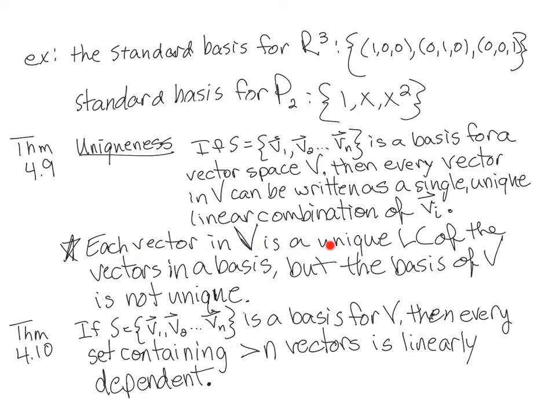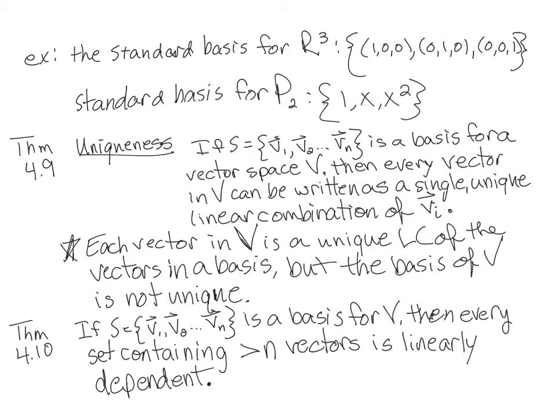However, recognize that each vector in V is a unique linear combination of vectors in the basis, but the basis itself is not unique. A vector space may have many, many, many different bases. That's why we talk about the standard basis. So just because it doesn't look like a standard basis doesn't mean it isn't a basis. You can find many different bases for a vector space, and the bases themselves are not unique.